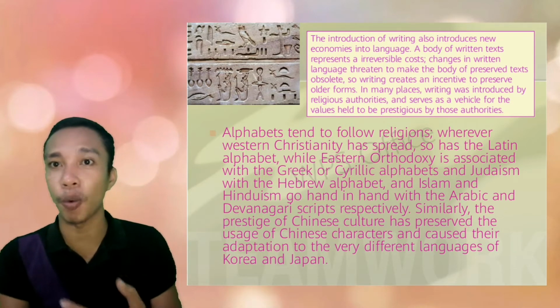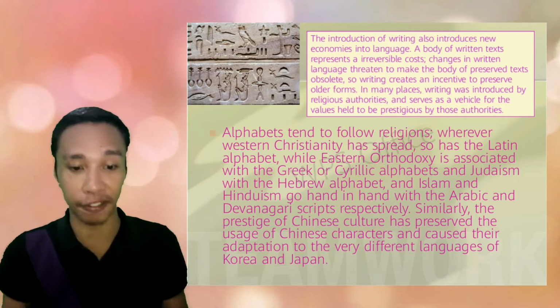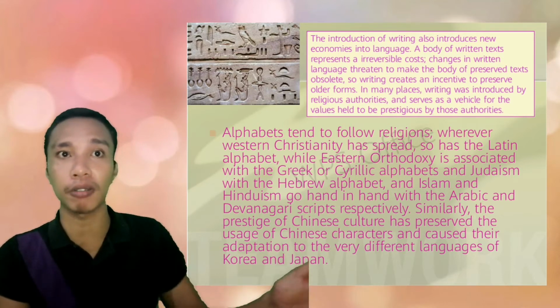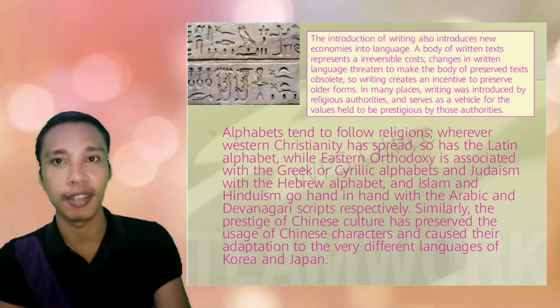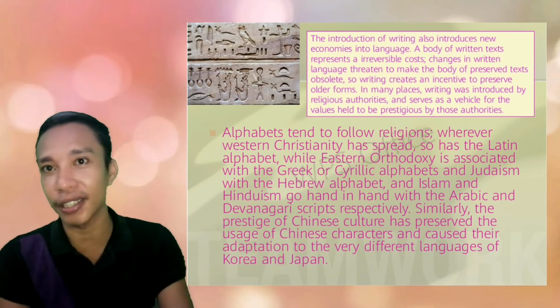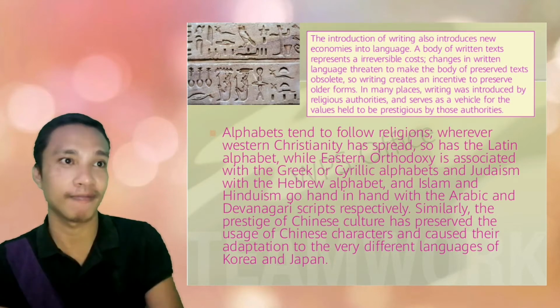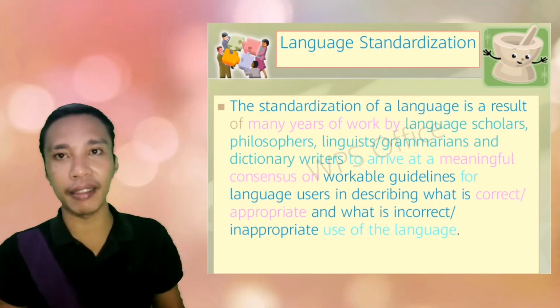All right, it's their form of writing, so their alphabet is really different compared to us, and that is because of religion. It's spread all throughout the world because of religion, and that's fact. That's how the Philippines have been colonized by the Spaniards, because of religion. All right. So we have what we call standard or language standardization.